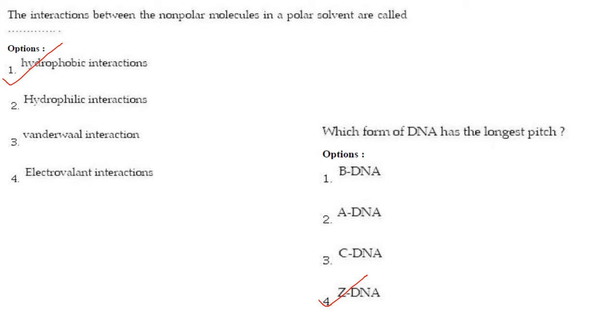Next one, which form of DNA has the longest pitch? Option 1 B-DNA, 2 A-DNA, 3 C-DNA, 4 Z-DNA. Answer is option 4 Z.